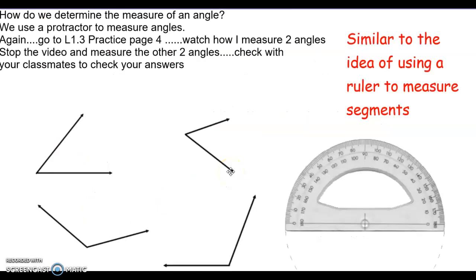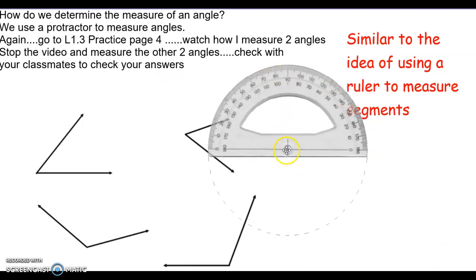Okay, now that you've had some practice just sort of estimating what angle measures look like, now you're actually going to measure them. So how do we determine the measure of an angle? We use a protractor to measure angles. So again, go to lesson 1.3, practice page 4, and watch how I measured 2 angles. You want to stop the video and measure the 2 other angles and check with your classmates that you got the right answers.